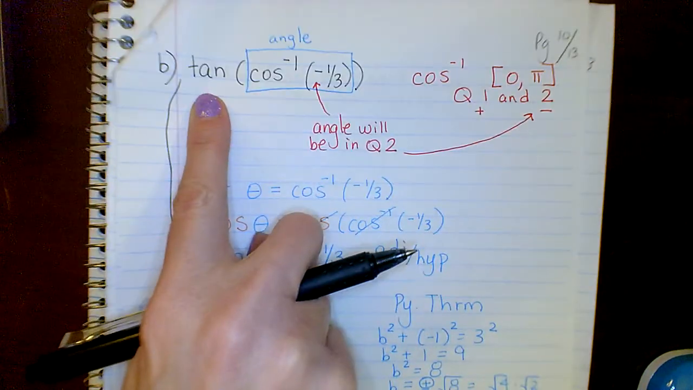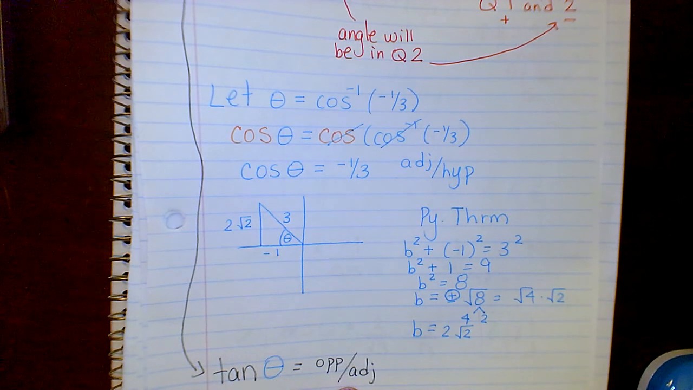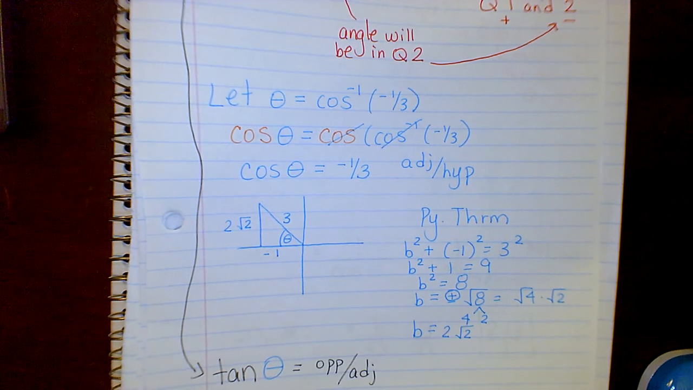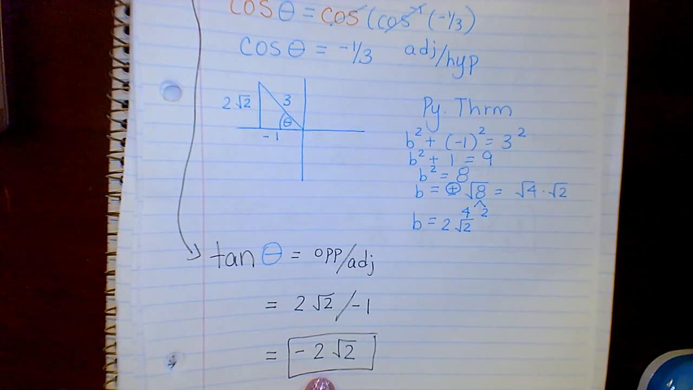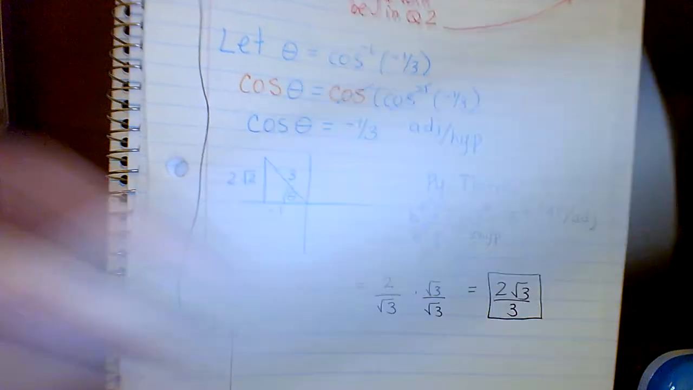So now I'm going to come back up here, tangent of theta. Tangent theta is opposite over adjacent. All right, so opposite, 2 root 2, adjacent, negative 1. So if I do 2 root 2 divided by negative 1, I get negative 2 root 2. This is the exact value. Remember that decimal is not the exact value no matter how many decimal places you write out. Moving on.